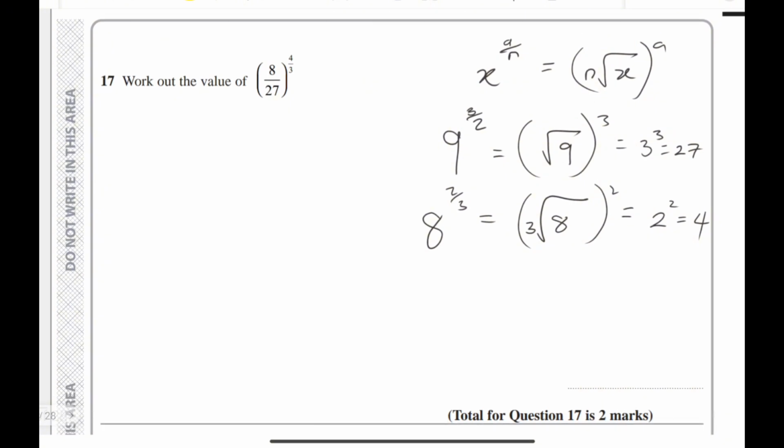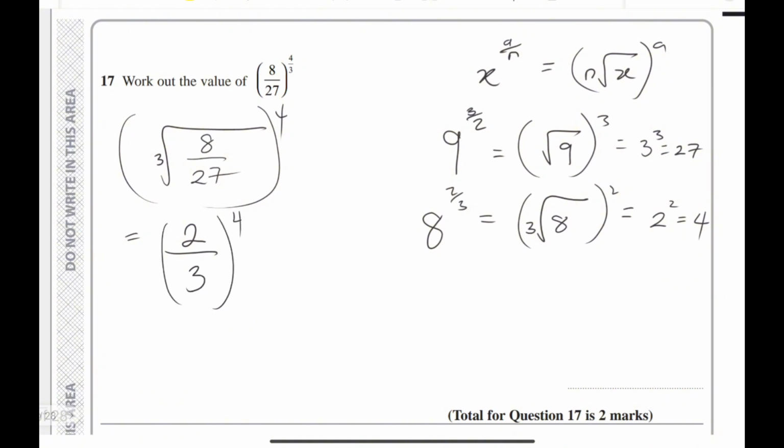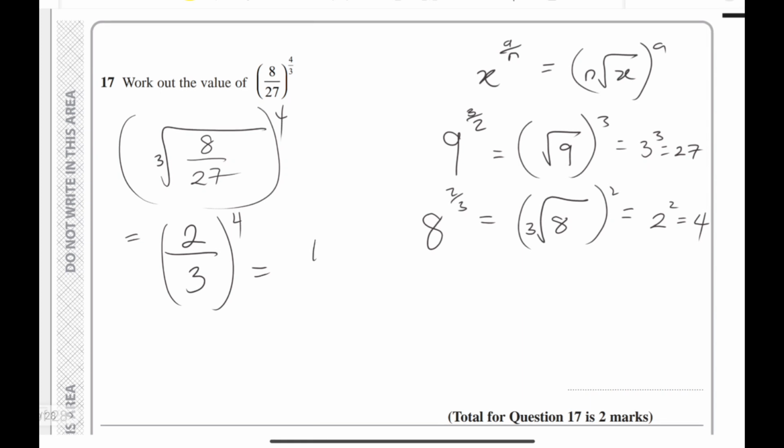So if I apply the same thing here, this means the cube root of 8/27 all to the power of 4. The cube root of 8 is 2, and the cube root of 27 is 3. Then all to the power of 4. And that will give us 2 times 2, which is 4, 4 times 4 is 16. And 3 to the power of 4 is 3 times 3, which is 9, and 9 times 9 is 81. So our answer is 16/81.